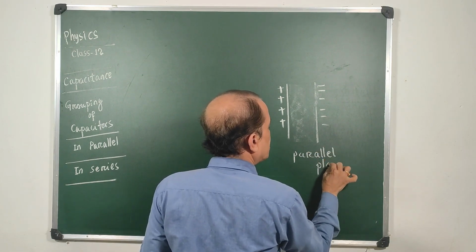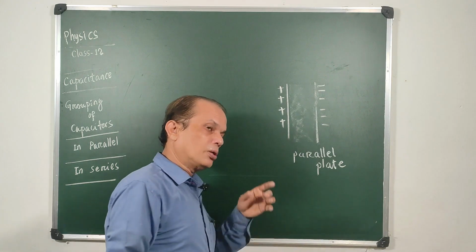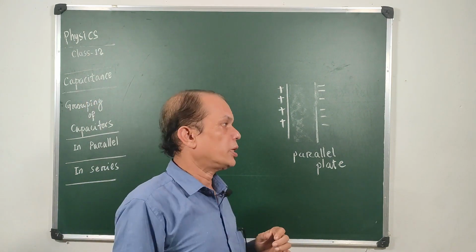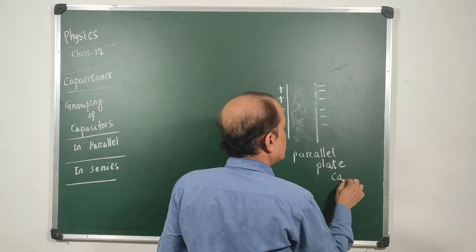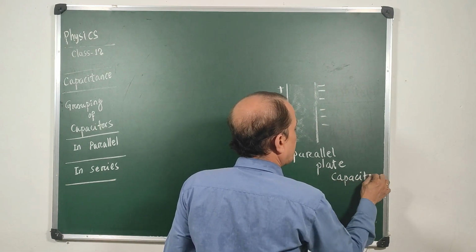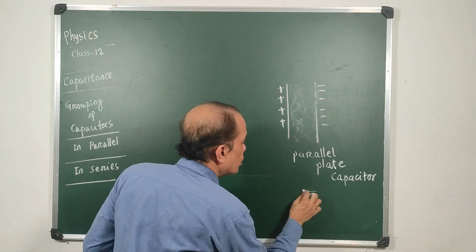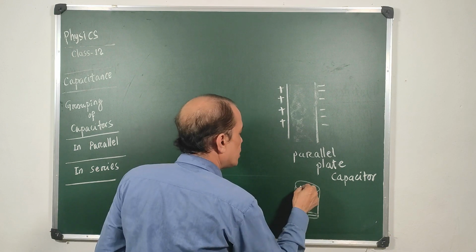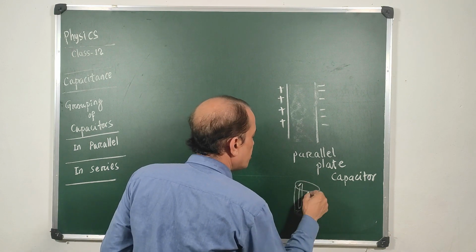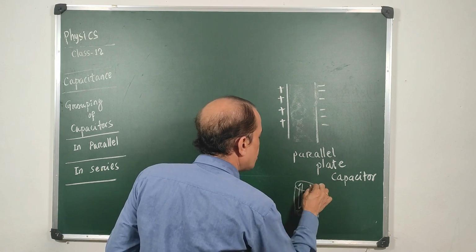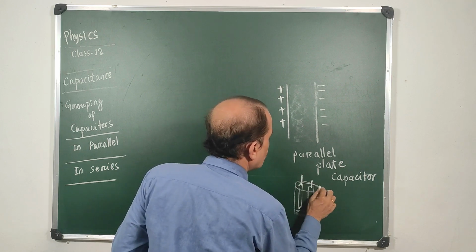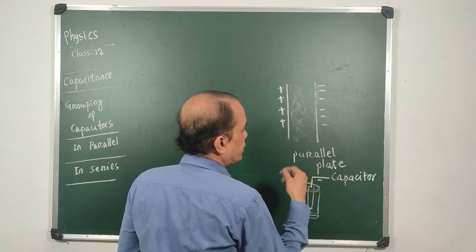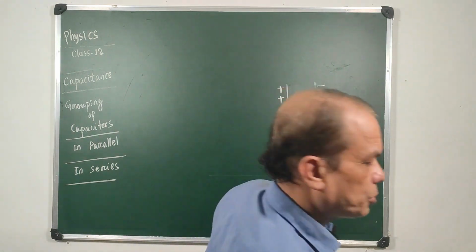And you might have seen capacitors in fans. In your ceiling fans, there you will find a cylindrical capacitor, and that is actually a parallel plate capacitor put inside a cylinder. The plates are stored inside, and the two ends come up, which you connect to oppositely charged polarities, the plus polarity and the minus polarity.